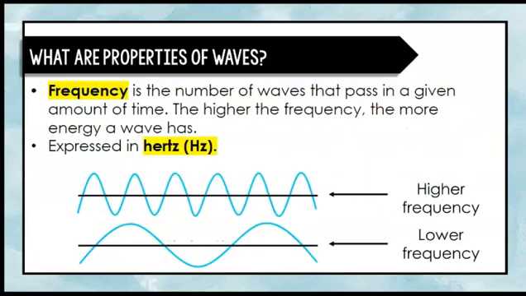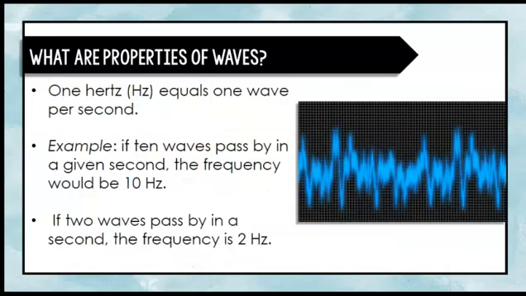Next, we have frequency, or the number of waves that pass in a given amount of time. The higher the frequency, the more energy a wave has. Frequency is expressed in hertz, capital H, lowercase z. So, in this example, the higher frequency is on top. As you can see, there are more waves in the same space as the lower frequency, which is on bottom and has fewer waves. Now, let's consider more about the properties.